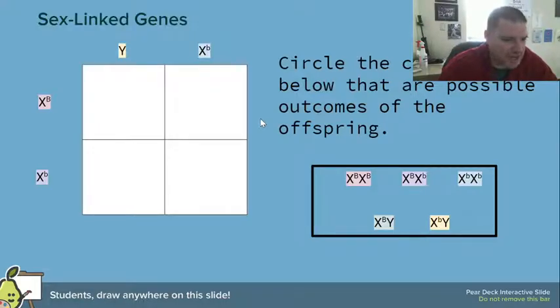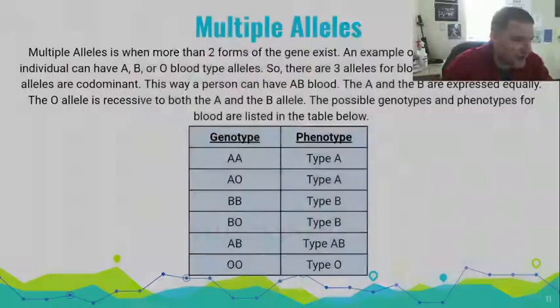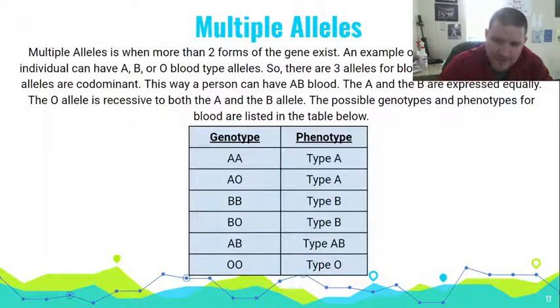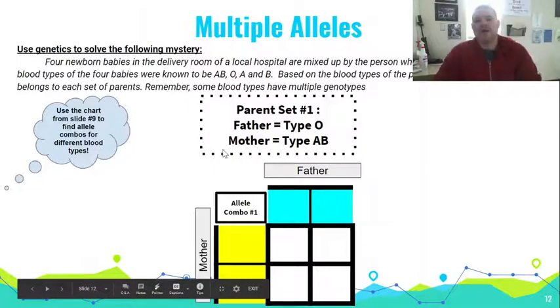Let's look at your assignment now, because you're going to do these as a part of day 2. This is the same assignment as yesterday, except you are continuing now on day 2 stations. You first start off with multiple alleles. Here is the chart for what your different genotypes and phenotypes are. I give you what father and mother are, and you need to solve the Punnett square.